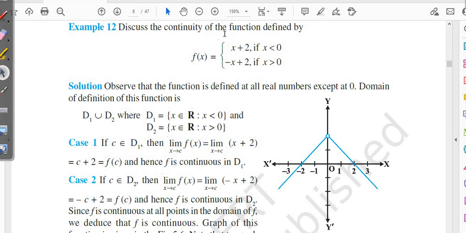And of course, in the given question, they didn't specify at which point we need to check the continuity of the given function. So we have to check throughout the real line other than 0. Because 0 we don't have in the domain, so no need to check for 0. Other than 0, for all real numbers, we are going to check the continuity of this function.